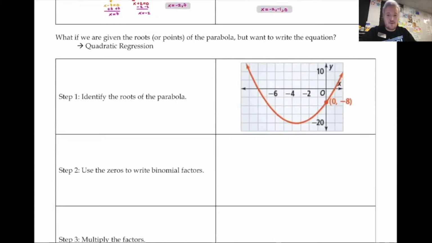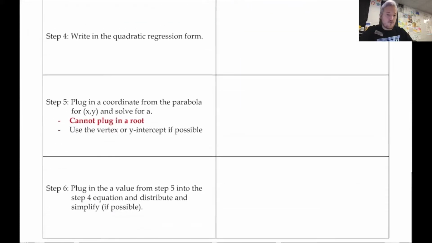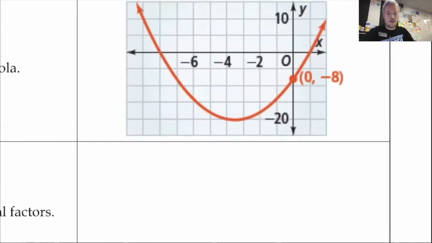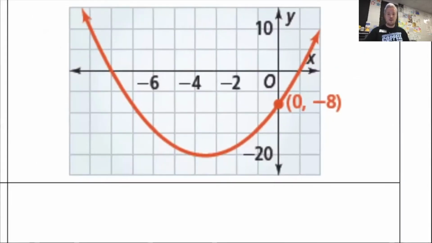So now we're going to move on to the next part. So this is actually doing a quadratic regression by hand. So all the steps have been laid out for you. So if you ever get stuck at some specific point, you can kind of refer back to the steps. All right, so step 1 is you're going to have to identify the roots. So one thing to note for all these problems, you're either going to be given a graph or you're going to be given a set of points, and you have to identify the roots either way.